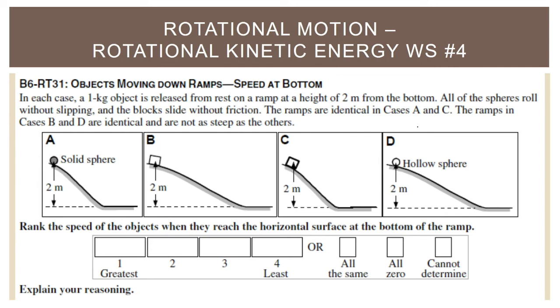Objects moving down ramps, speed at bottom. It says here, in each case, a 1 kilogram object is released from rest on a ramp with a height of 2 meters from the bottom. All the spheres roll without slipping, and all of the blocks slide without friction. The ramps are identical in cases A and C. The ramps in cases B and D are identical, but not as steep as the others. It says here, rank the speed of the objects when they reach the horizontal surface at the bottoms of the ramps. And so basically that's once they've completed that full 2-meter drop. Take a second to pause this video here, come up with a ranking, come up with an explanation, and when you hit play, we'll go over it.